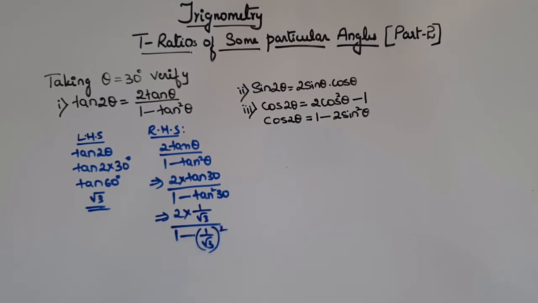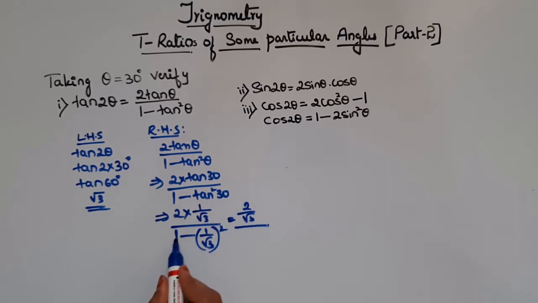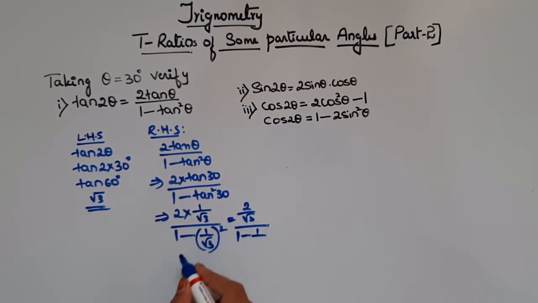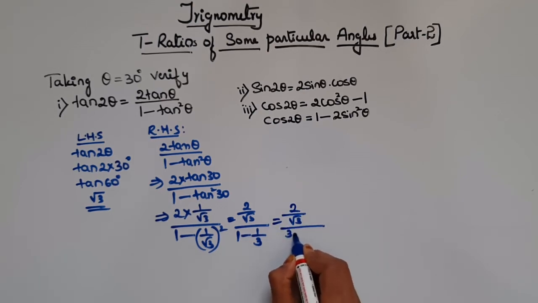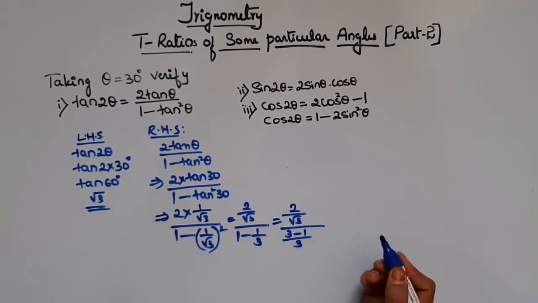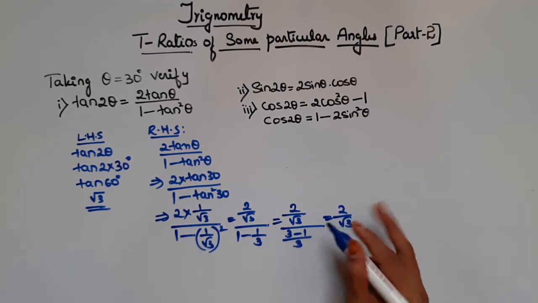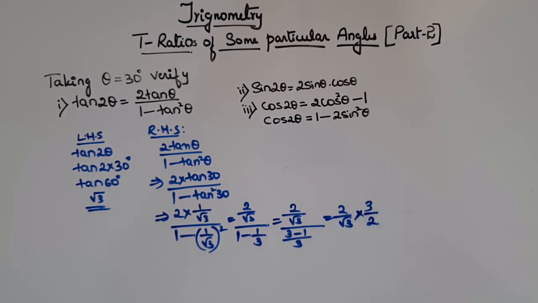It's a square, right? Which is equal to 2 by root 3 by 1 minus 1 by square root of root 3 is square and square root will get cancelled. We are left with 3, which is equal to 2 by root 3 by 3 minus 1 by 3, taking LCM, right? Which is equal to 2 by root 3. 3 minus 1 is 2. 2 by 3, when we bring to numerator, that will be 3 by 2. Agreed? So 2 and 2 will get cancelled.